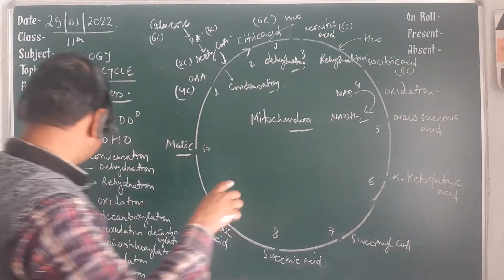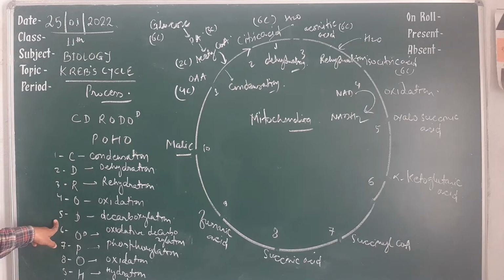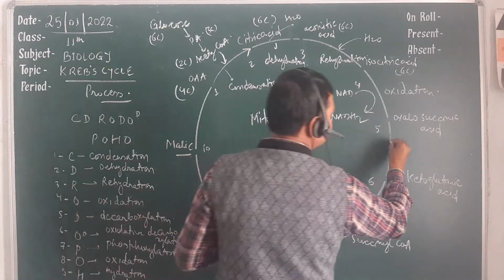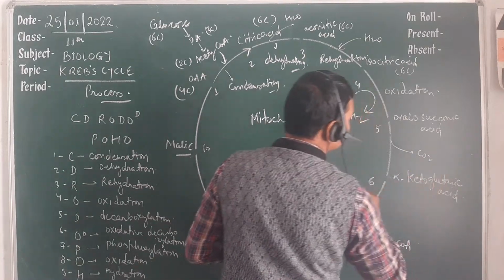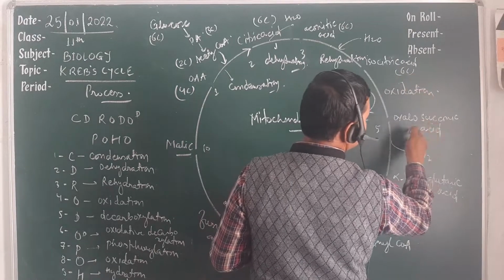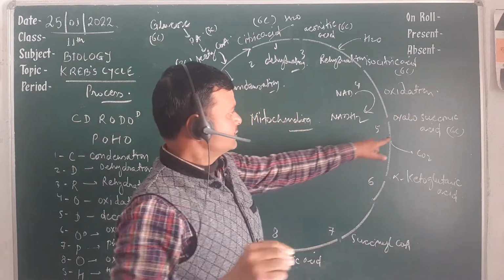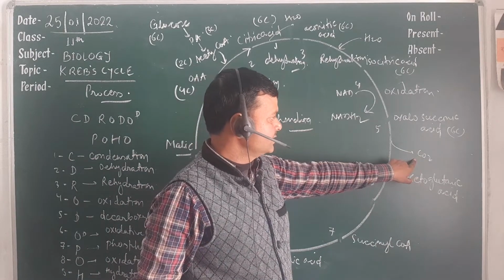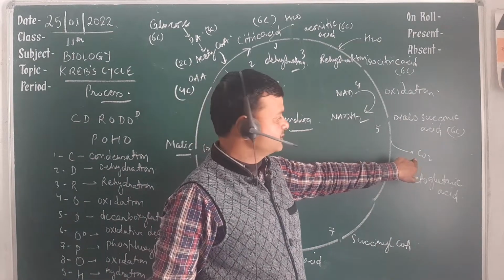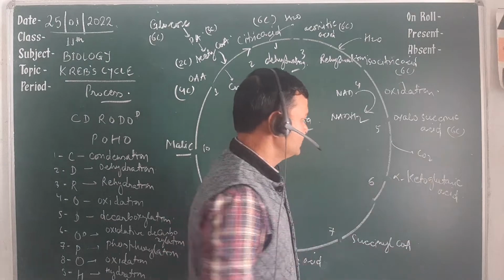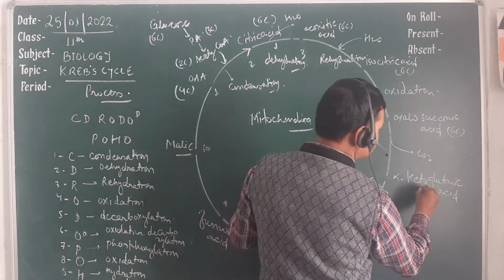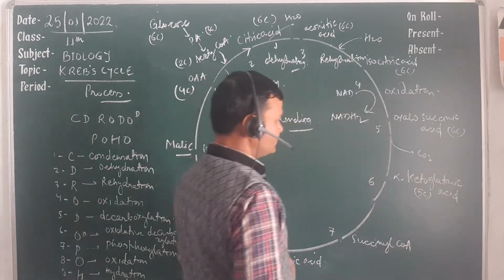Which is the fifth step? Decarboxylation. What is the meaning of decarboxylation? Removal of carbon dioxide. This was 6 carbon, so this oxalosuccinic acid will also be 6 carbon. From oxalosuccinic acid, one CO2 is removed, meaning one loss of carbon. So alpha ketoglutaric acid will be a 5 carbon compound.